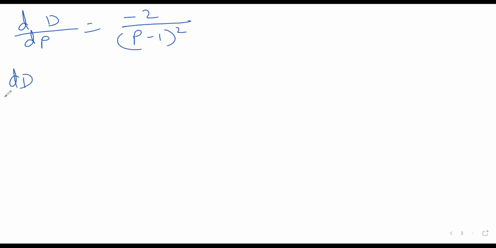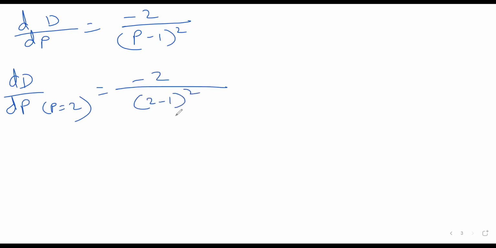But we want marginal demand at P is equal to 2, right? So it will be minus 2 upon 2 minus 1 square. 2 minus 1 means what? 1 square. What is your answer? Minus 2. This is your marginal demand at price is equal to 2.